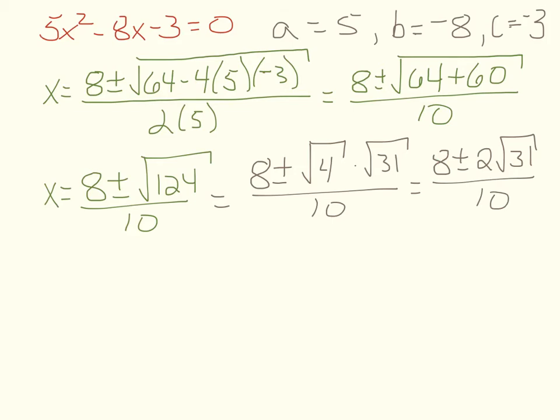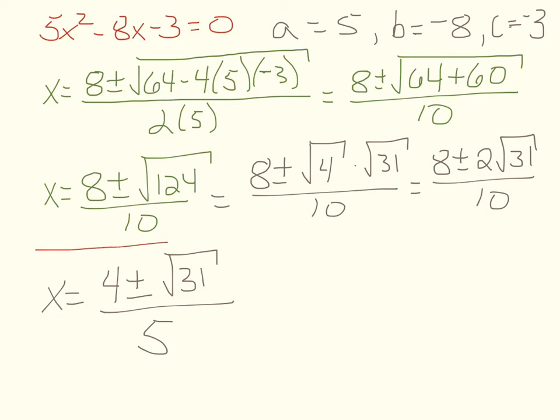And now the top two terms, as well as the denominator, are all divisible by 2. Since all three, and it has to be all three, are divisible by 2, we can simplify this down one more step so that we get x equals 4, because 8 divided by 2 is 4, plus or minus, the 2 cancels and you're left with 1 radical 31 all over 5. And that's as good as you need to get.